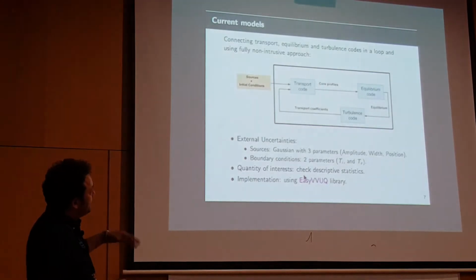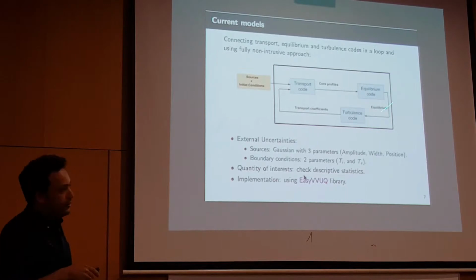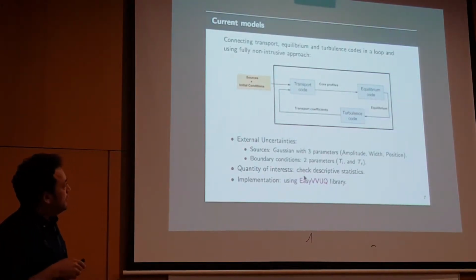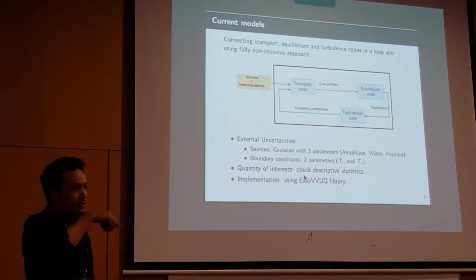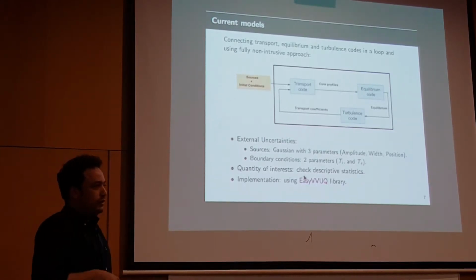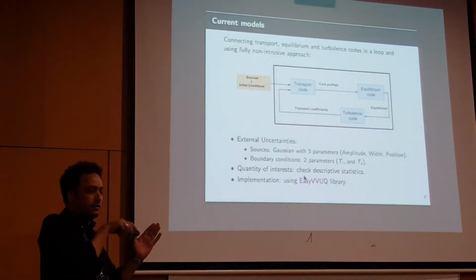So now I will use the first approach. In my workflow, it's like one black box here. And we assume that we have uncertainties in sources and in boundary conditions. So we have here the source, the physical input. We have an amplitude in the source term that's uncertain, and also the width and the position. Mainly it will be in the core of the plasma, in the center.